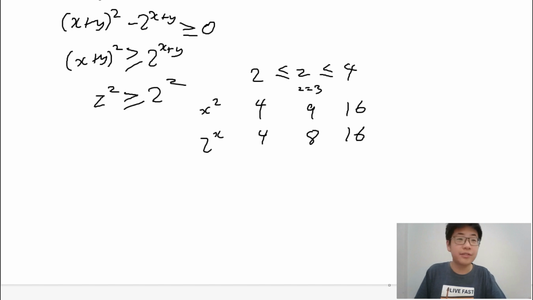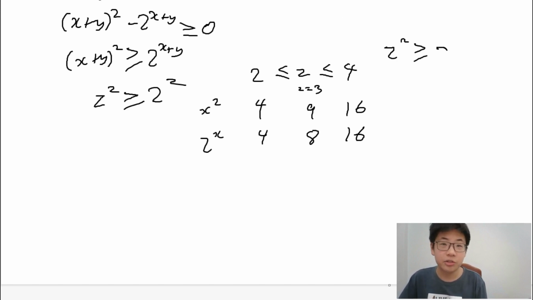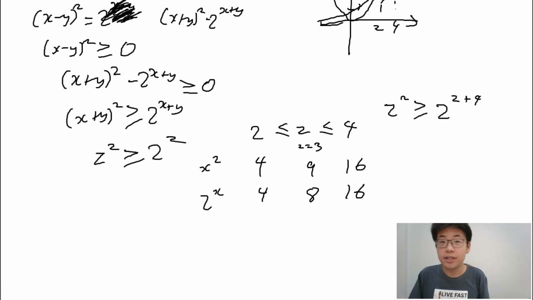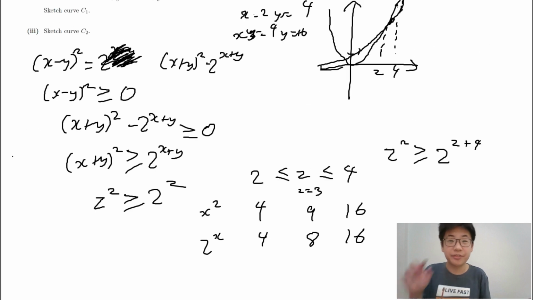However, C2 does not have such limits. So, as you can see here, if we do the same thing, but instead we have 2 to the power of x plus y plus 4, and z squared must be greater than 2 to the power of z plus 4. Now, you see, 2 to the power of z plus 4 is just 2 to the power of z, but just shifted 4 units to the left. And it might not have the same intersection points, but there is definitely one where z must be less than 0. Therefore, C2 has no bounds at all.